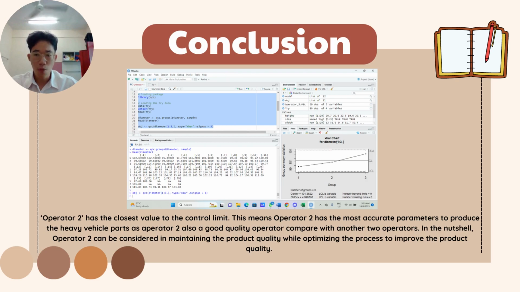In conclusion, operator 2 has the closest value to the control limit. This means operator 2 has the most accurate parameters to produce the heavy vehicle parts, as operator 2 is also a good quality operator compared with the other two operators. In a nutshell, operator 2 can be considered as maintaining the product quality while optimizing the process to improve the product quality.